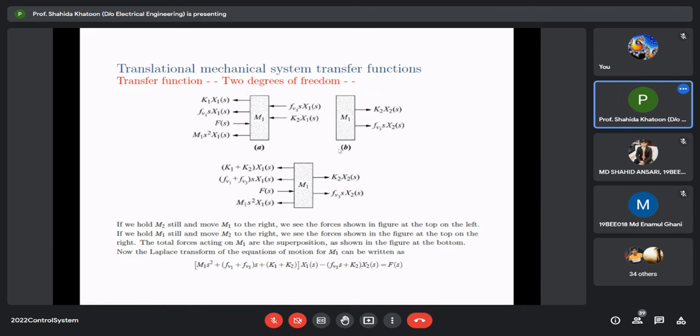So like this. If we hold M2 still and move M1 to the right, we see the forces shown in the figure at the top on the left. If we hold M1 still and move M2 to the right, we see the forces shown in the figure at the top on the right. The total forces acting on M1 are the superposition as shown in the figure at the bottom. Right? So you can ponder on these forces for a while, and you can ask if you have any question.